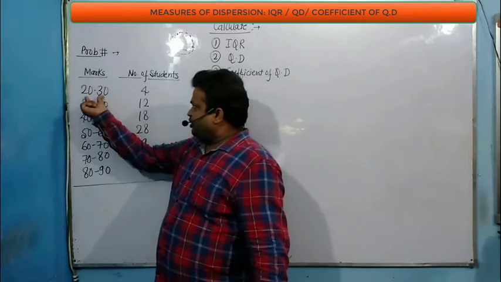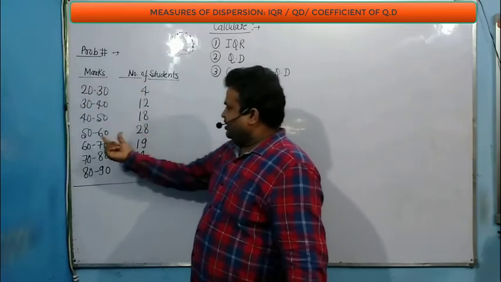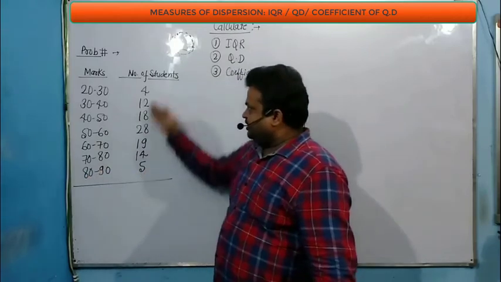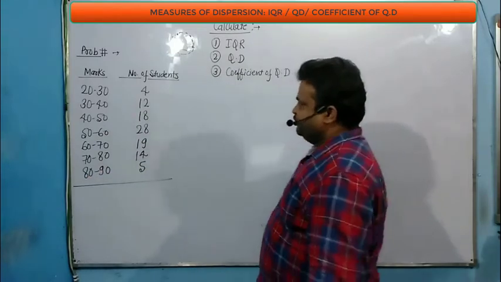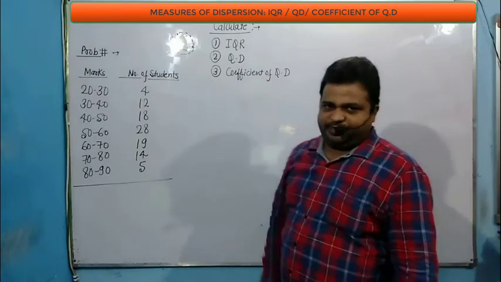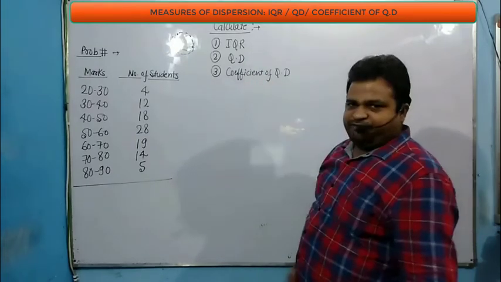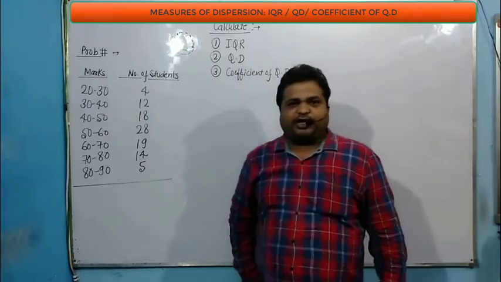So between 20 to 30 marks there are 4 students, 50 to 60 there are 28 students, similarly 80 to 90, 5 students. So these are the frequencies, and in between, the mark distribution is given in the table. Now you need to calculate the interquartile range, quartile deviation and coefficient of quartile deviation.